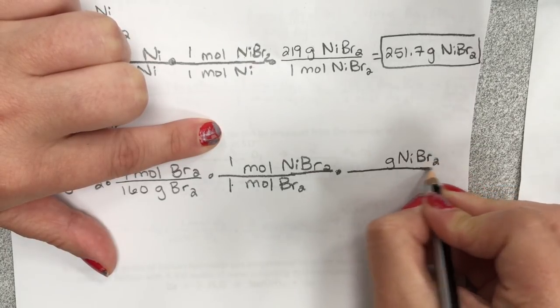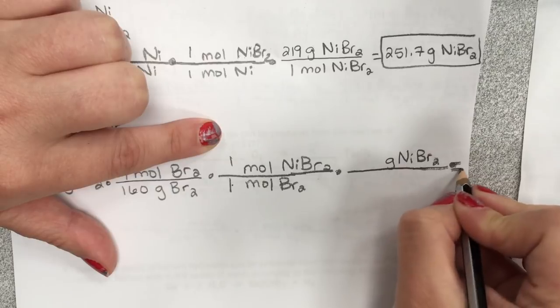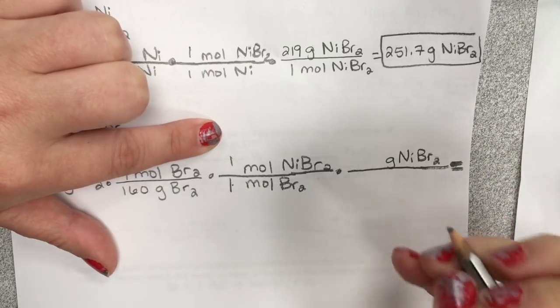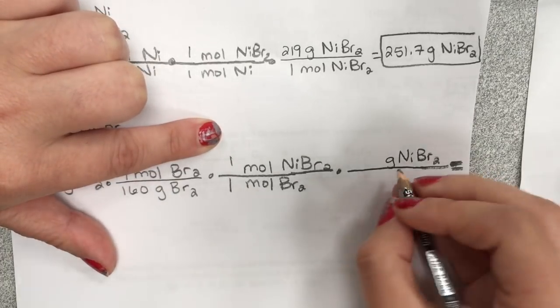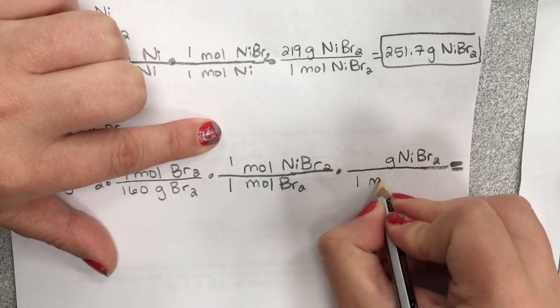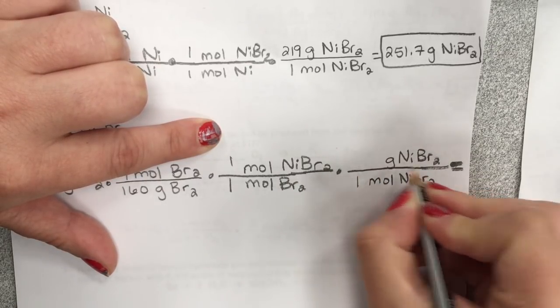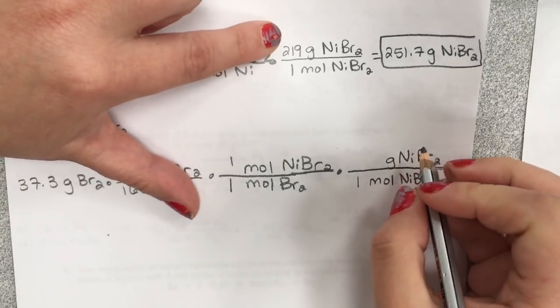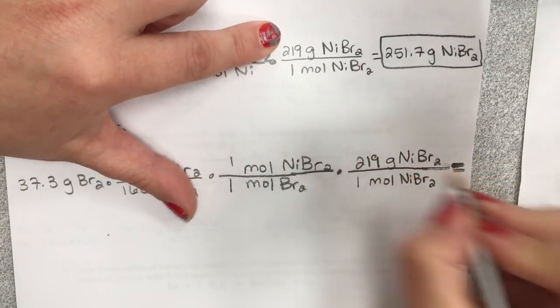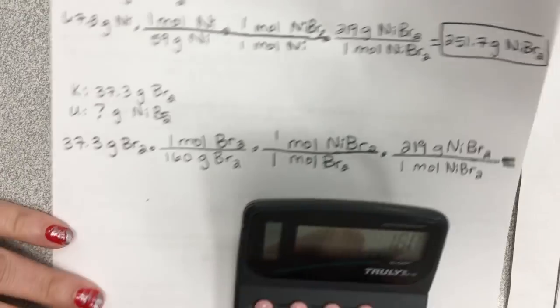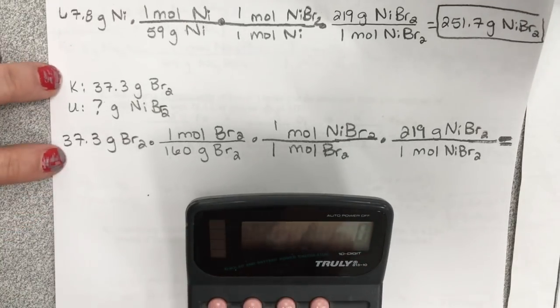We have a few minutes until 8th period starts. I'm sure I'm going to have Nick running in here, and I've got to get this done. 1 mole of nickel bromide over however much it weighs. We already calculated that up here, so I'm just going to trust myself, which is probably a bad idea, but time restraints force us.